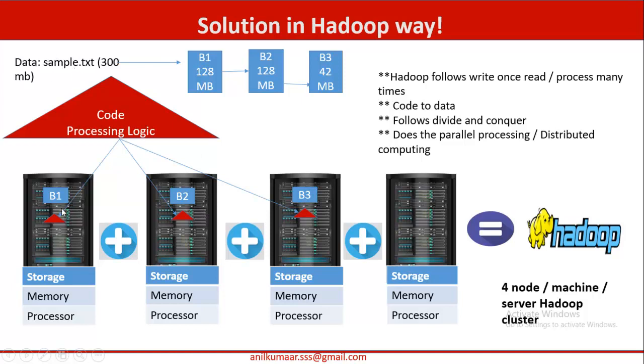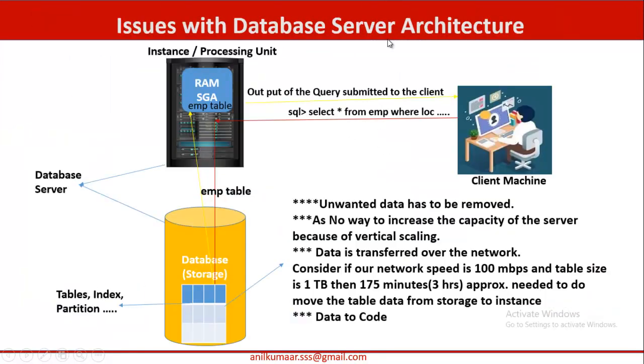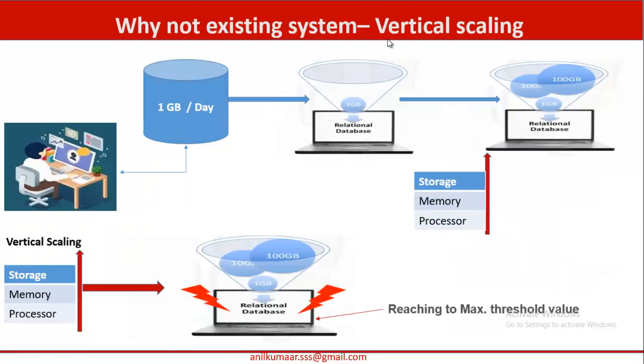So we are not moving the data from one end to the other at all. This phenomenon is known as code to data. We are sending our business logic to the data where it is located. This is how Hadoop provides a solution here. Got it? So this is the issue with the database server architecture, and this is how Hadoop provides a solution.